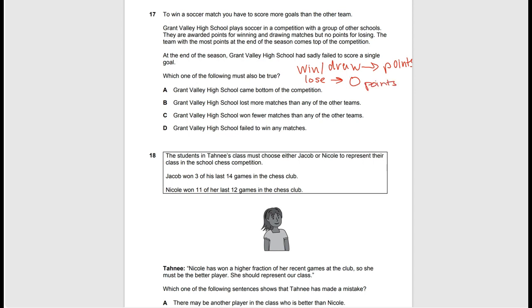The team with the most points at the end of the season comes top of the competition. At the end of the season, Grant Valley High School has sadly failed to score a single goal. So remember, even if they draw with another team, they get points. But if they lose, they get 0 points. So if this school, Grant Valley High School, has failed to score even a single goal, that means they have lost all games, or they may have drawn games with 0.